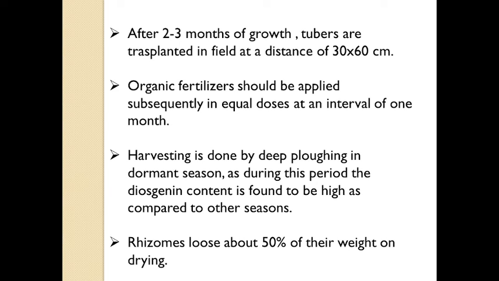Now, after giving fertilizers and manures, the plant is harvested. Harvesting is done by deep plowing. Harvesting is carried out in the dormant season, during which the diosgenin content is found to be high as compared to other seasons. Then, when the rhizomes are dried, they lose about 50% of their weight on drying. So after harvesting, they are packed and then ready for the market. This is about the cultivation and collection of Dioscorea tubers.